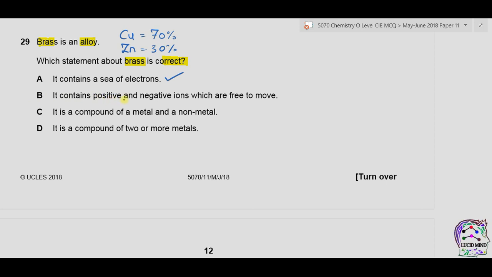Part B, it contains positive and negative ions which are free to move. This is incorrect because negative ions are not present in metals. C, it is a compound of metal and non-metal. Now it is not a compound as an alloy is always a mixture. In D, again it says it is a compound, which is an incorrect statement. The correct answer is therefore A.